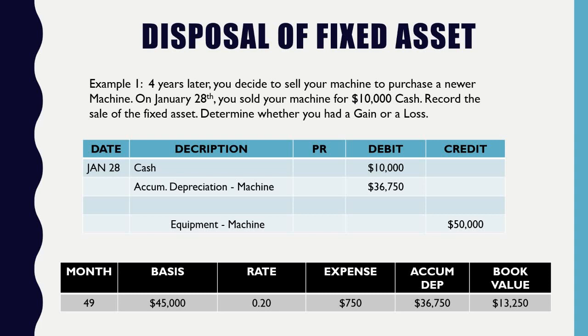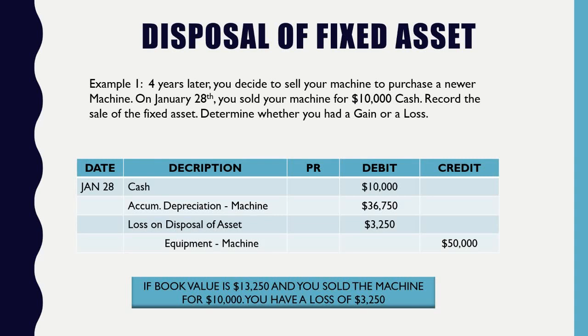So if you sold it for $10,000, did you gain or did you make a loss? Because right now it's worth $13,250, but you sold it for $10,000. Did you gain or lose? You lose. So you're going to have to recognize a loss on disposal of assets, which is the difference between the $10,000 and the $13,250, and you're going to get a $3,250 difference. You're going to recognize that you lost money instead of gained it.